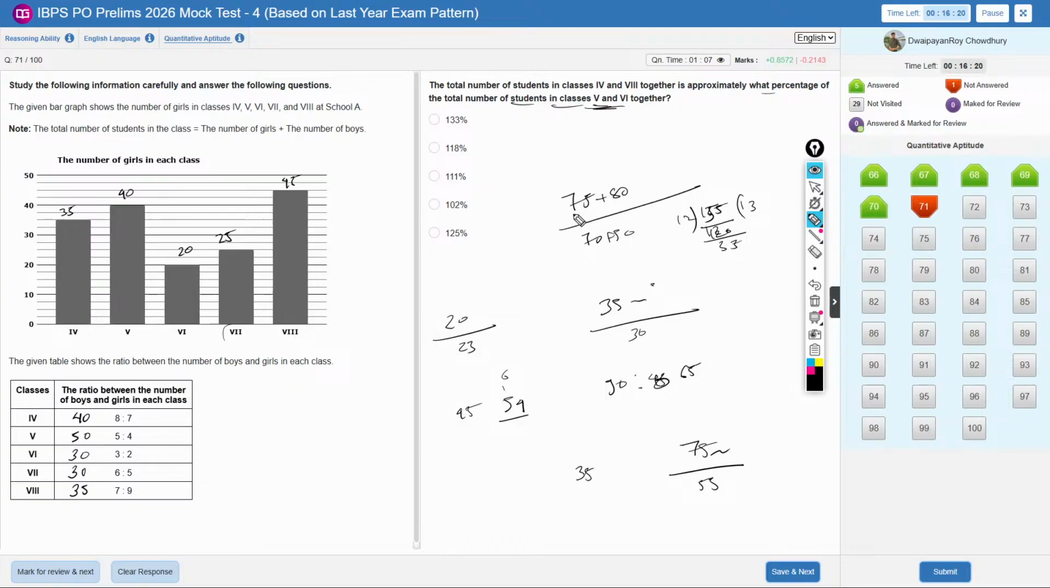Students in 4 and 8. In 8, 45, 35, 80. In 4, 35, 45, 35. Okay. For the number of students in 5 and 6. In 5, 40, 50, 90. And 6, 50. So 140. So 12, 140. 1, 1, 2, 2, 0. Again 1, 1, 2, 8, 0. So close to 7.